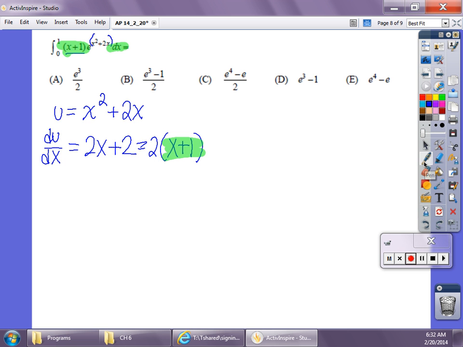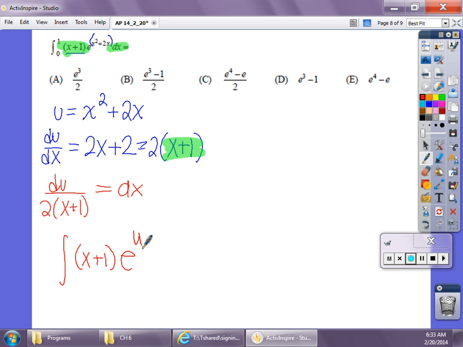So I end up with du over 2 times x plus 1 equals dx. My integral will be rewritten as, oopsie, I don't want to put 0 to 1. My integral will be rewritten as x plus 1 e to the u times dx, which is du over 2 times x plus 1. So this will cancel. I'm going to come over here. I'm going to change my limits.